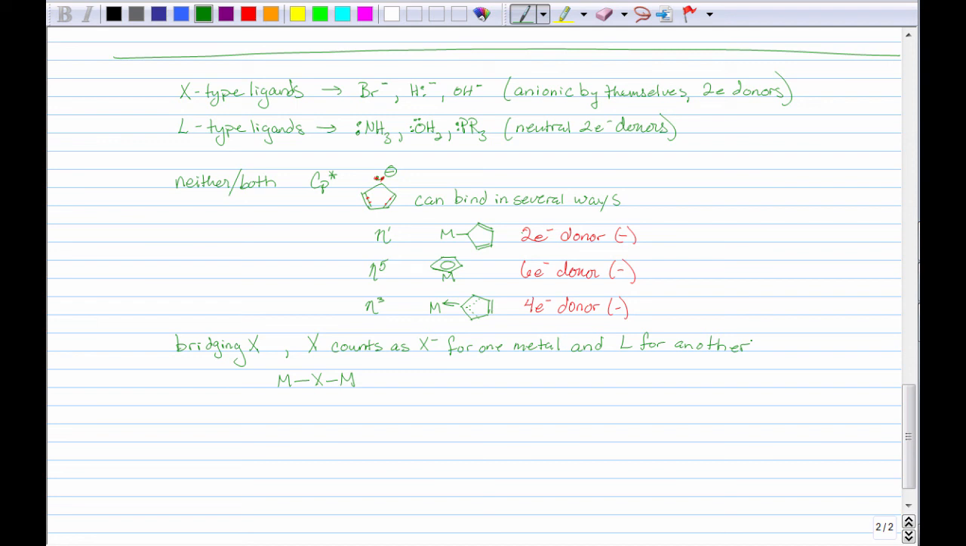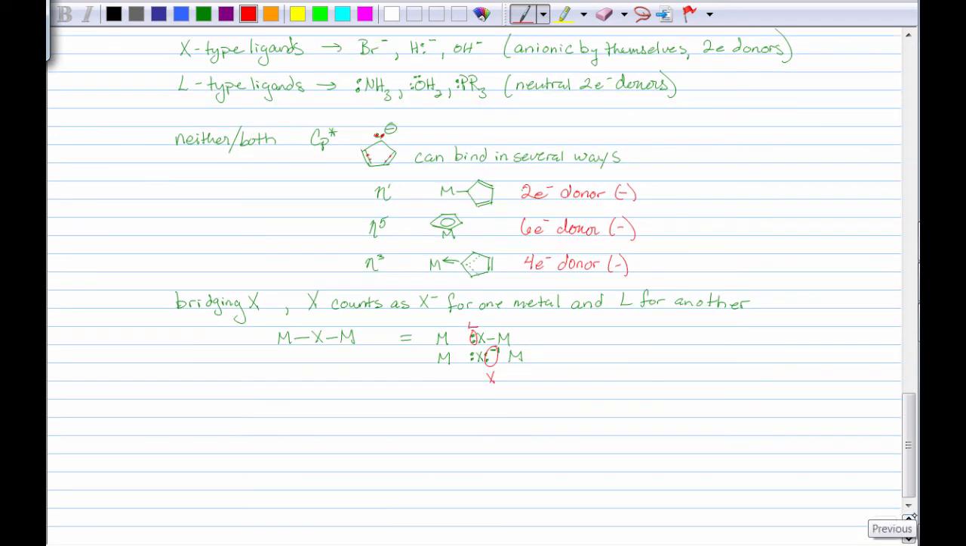the other. So if we kind of dissect this system here, if you remove the ligand from the first metal, let's say then you're removing that as an L-type ligand, so this is a neutral 2 electron donor, but then when you remove the X group from the other metal, now this has a -1 charge on it, and so it's acting as an X-type ligand for that second metal ion. So with this information, you should be able to solve problems that involve counting electrons.